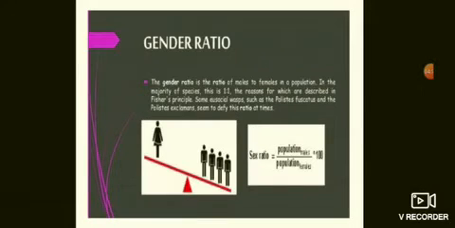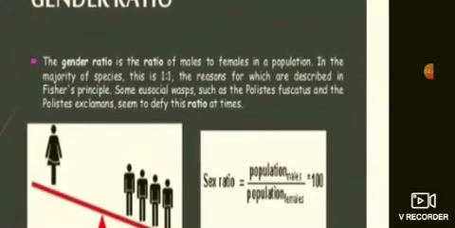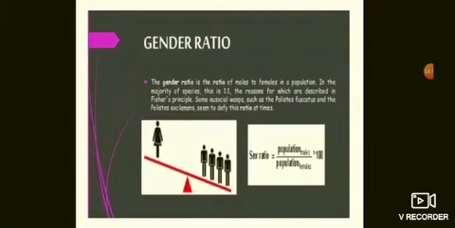Now the next characteristic of the population is the gender ratio. It is the ratio of males to females in a population. In the majority of species, this is 1:1. In addition to these characteristics, one more is birth, that is natality. It is the number of births per 1000 individuals of a population per year. The actual birth rate achieved under existing conditions is called realized natality. It is also called the fertility rate.